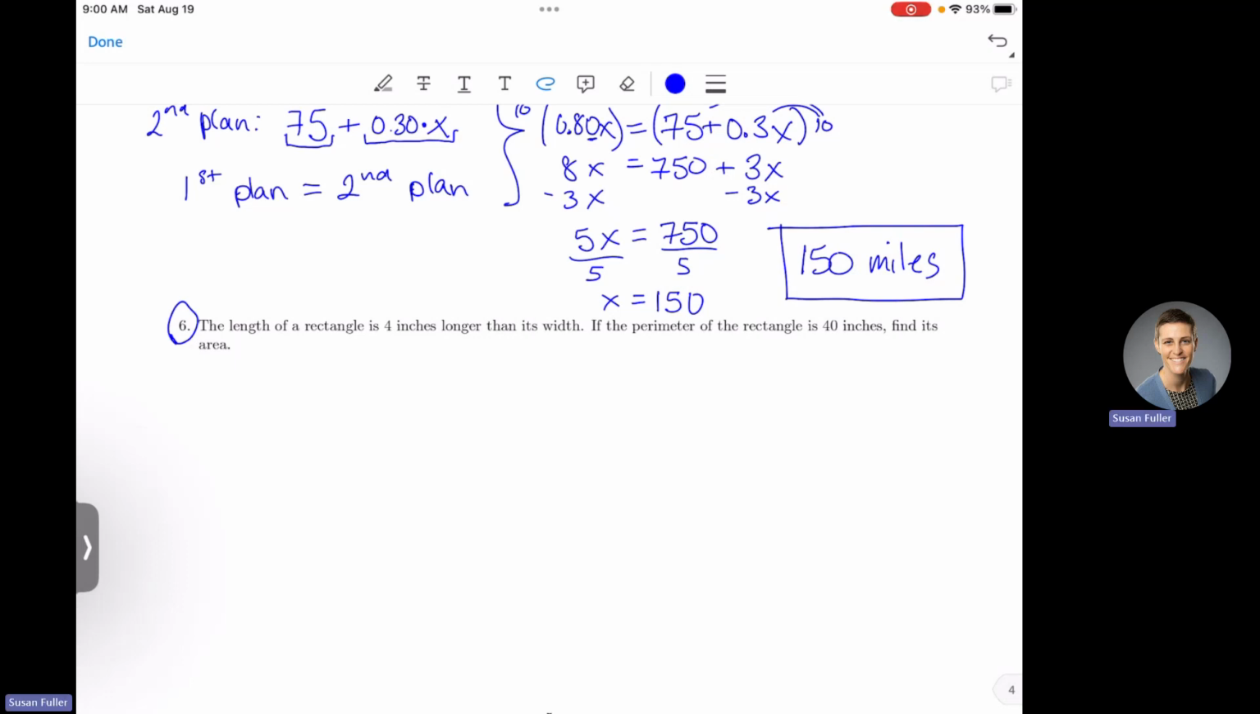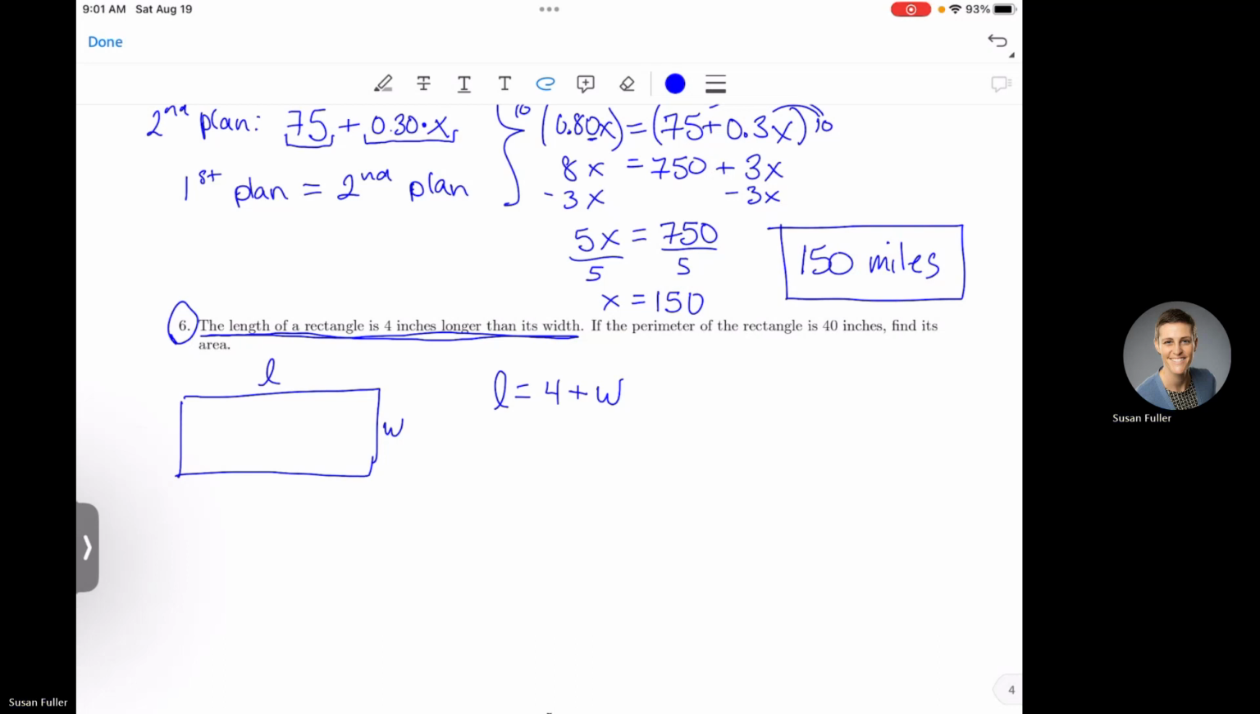Okay, so the length of a rectangle, I'm just going to draw a picture here. I've got a rectangle, it has a length and it has a width, right? And that's kind of how rectangles work. Okay, so we are told that the length of a rectangle is 4 inches longer than its width. All right, so let's math that. The length is 4 inches longer than its width. So the length is 4 inches plus the width. Okay, so we've mathed this part.